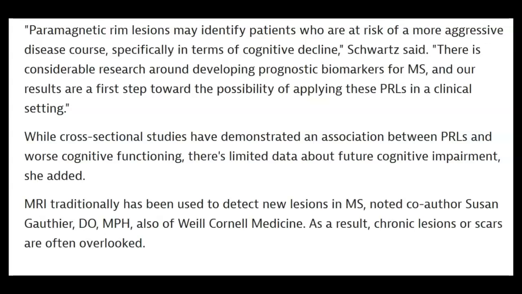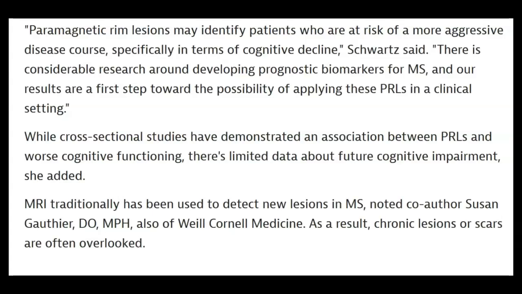Paramagnetic lesions, they say, may identify patients who are at risk of a more aggressive disease course, specifically in terms of cognitive decline, Schwartz said. There is considerable research around developing prognostic biomarkers for MS, and our results are a first step toward the possibility of applying these PRLs in a clinical setting.